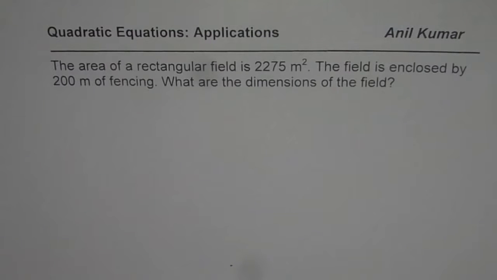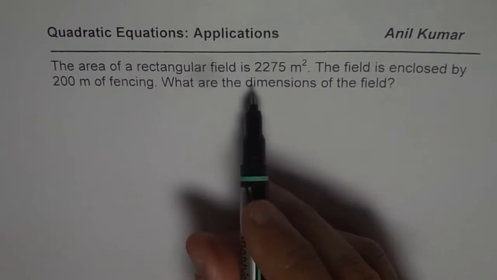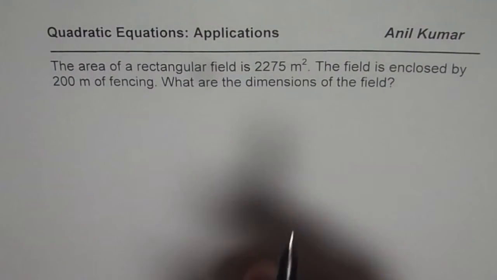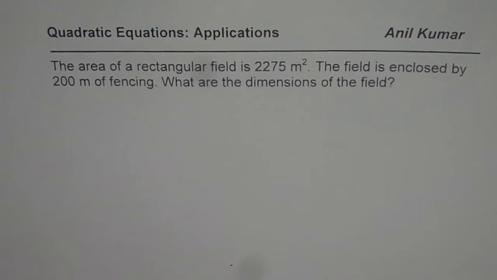I'm Anil Kumar, and here is an application on quadratic equation. The question is, the area of a rectangular field is 2275 meters square. The field is enclosed by 200 meters of fencing. What are the dimensions of the field?